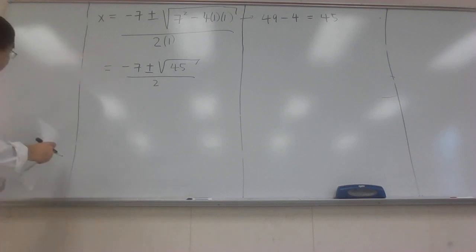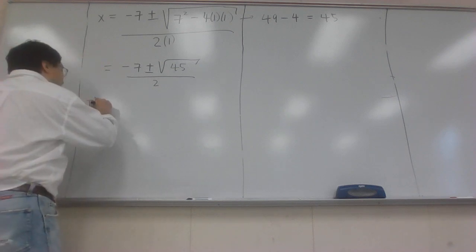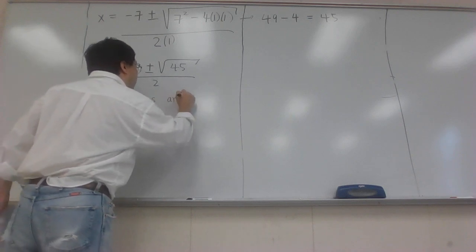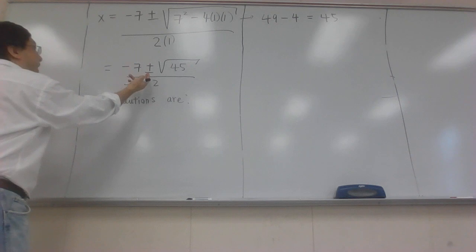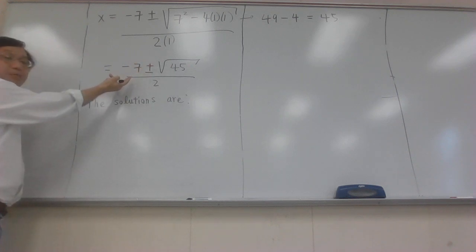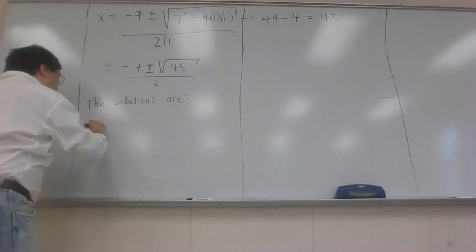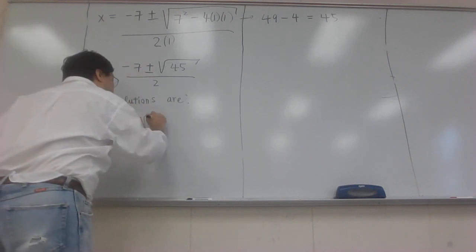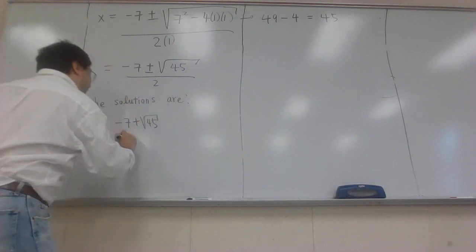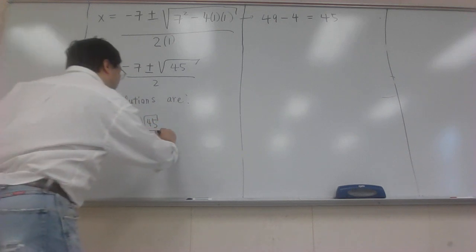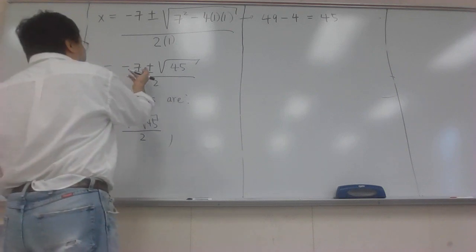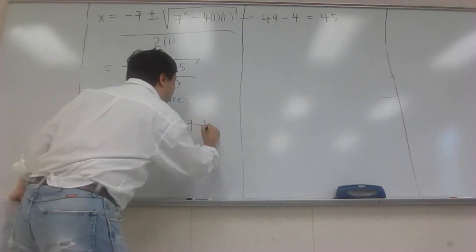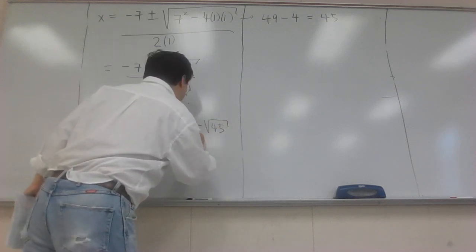More precisely, the solutions are, there's a plus solution and there's a minus solution. The plus solution is x equals minus 7 plus the square root of 45 divided by 2. And the minus solution is minus 7 minus the square root of 45 divided by 2.